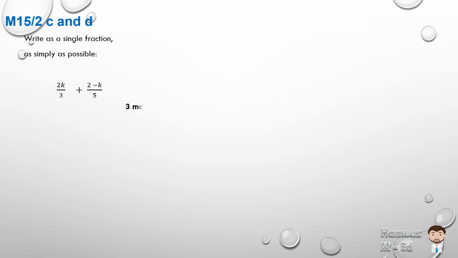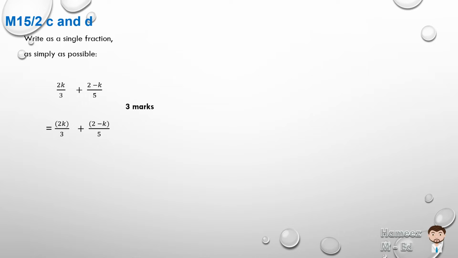May 2015, number 2C. Write as a single fraction as simply as possible 2k over 3 plus 2 minus k over 5. Now, the first step when we look at this that I've found students get problems with is to recognize that the numerators can be considered as one item. So how do we do that? Let's put brackets around the numerator. So let's rewrite it: open brackets 2k, close brackets, all over 3, plus open brackets 2 minus k, close brackets, all over 5.